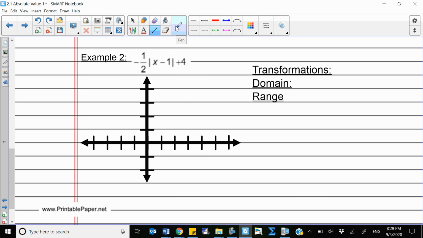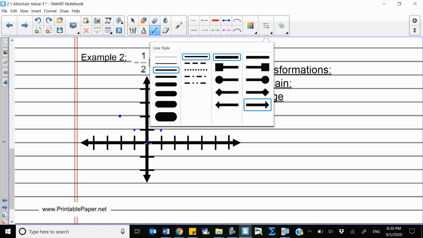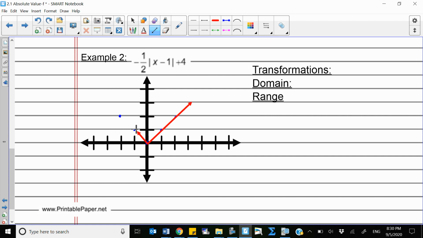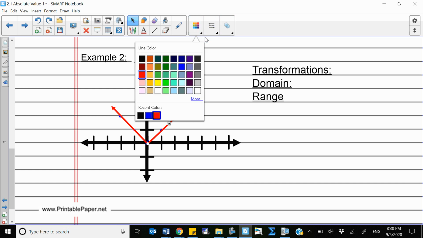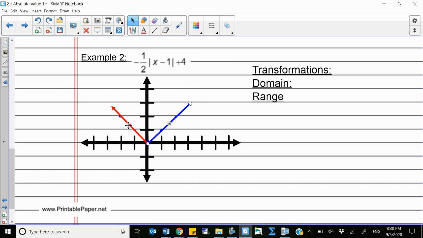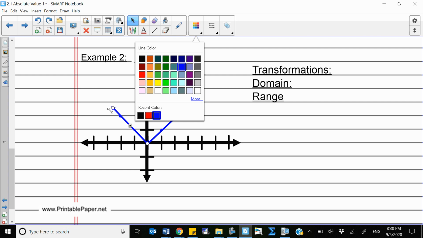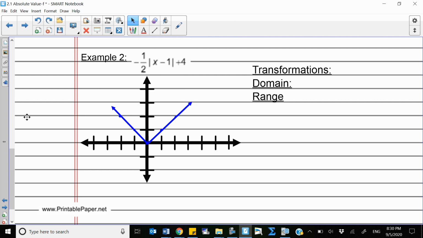Again, the parent function is absolute value of x. So I'm going to use the points 1 and 1, 2 and 2, negative 1 and 1, and negative 2 and 2 to graph it. And this will be the graph of my parent function. Let me change it to blue color because I was graphing the parent functions in blue. Okay, so this is my parent function. Now, let's graph the transform function.